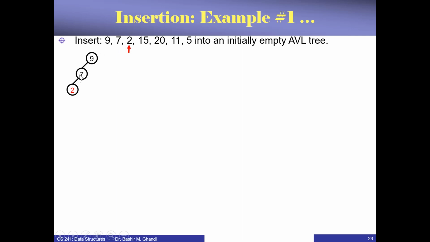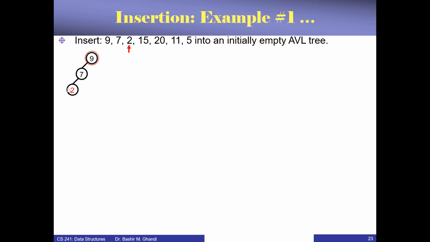Okay, 2 is less than 9, less than 7, and therefore it will end up here to the left of 7. But now if you check, there is a problem with 9, because 2 is fine, 7 is fine, but 9 is having a balance factor of -2. Right, it's 0, -1, 2. Okay, so there is a problem with 9. That's why I mark it here in red. Next question is, what type of problem? Okay, as you move from 9 to 2, you are going left, and therefore the problem is left.